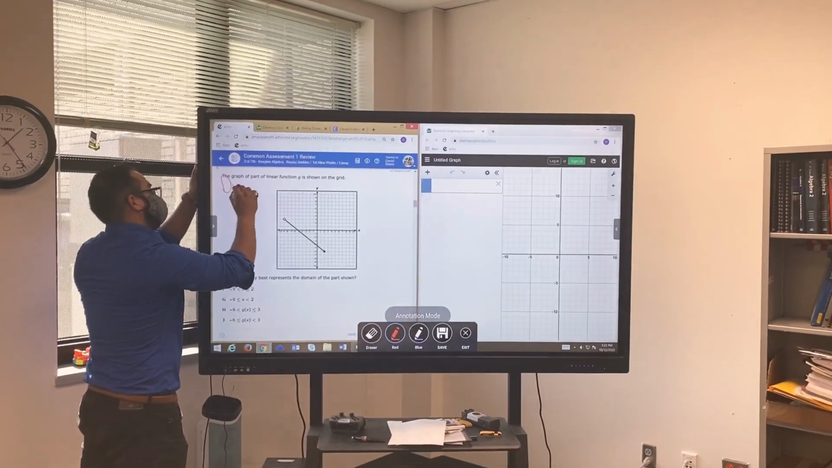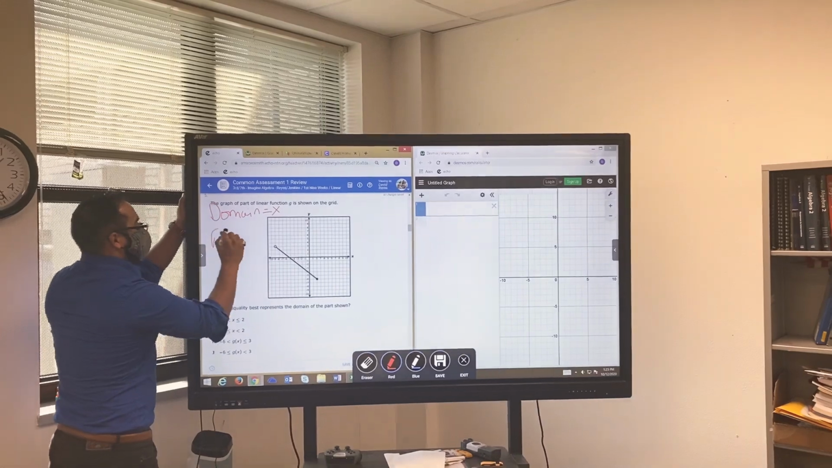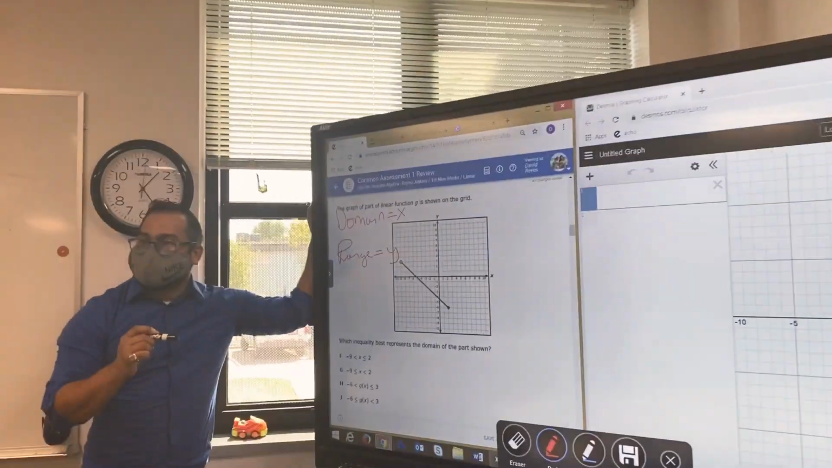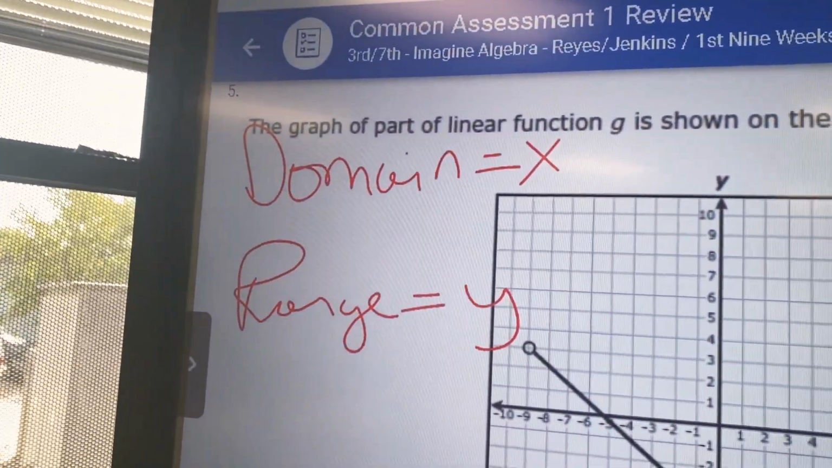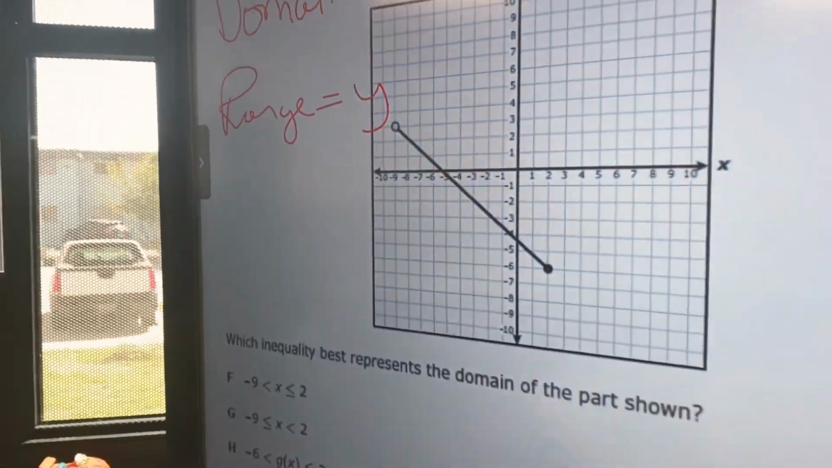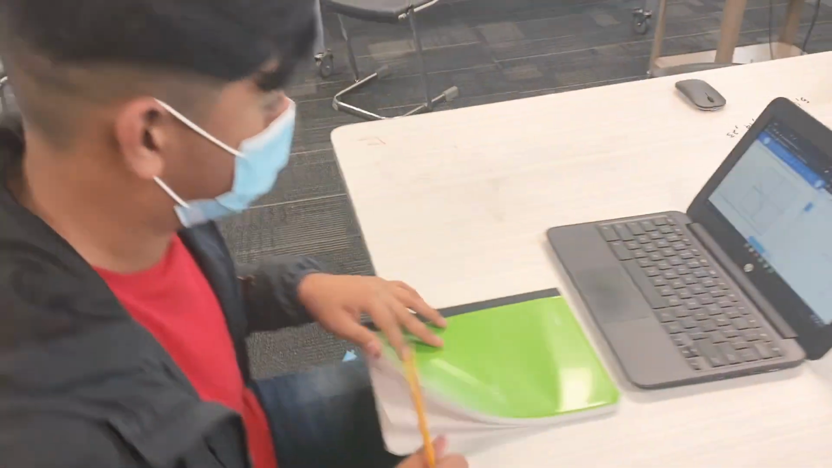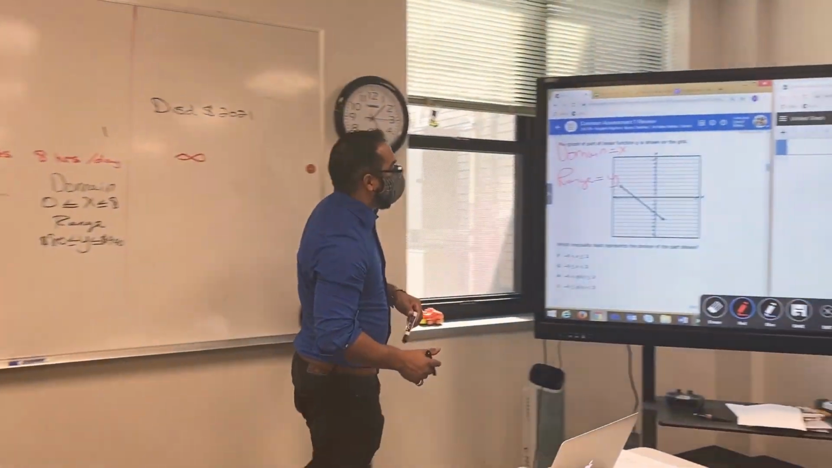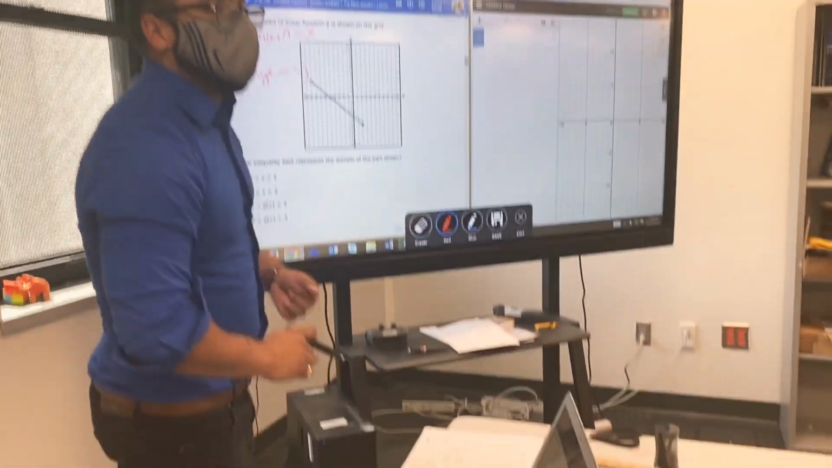Domain is X. Range is Y. That needs to be in your notes. That needs to be in your memory. On Friday, you will have it for your notes, and it will be out, and you will use it on your test. It'd be silly to miss it just because you don't know if domain is X or Y. My domain is the X value. My range is the Y value.